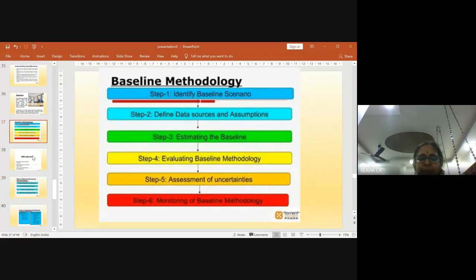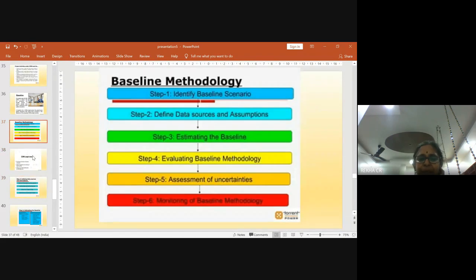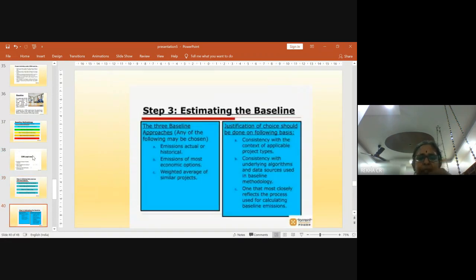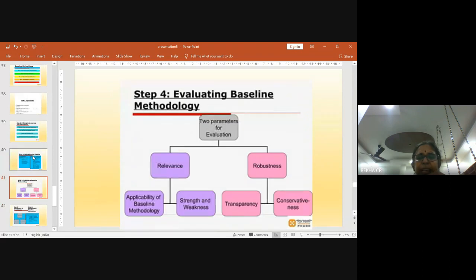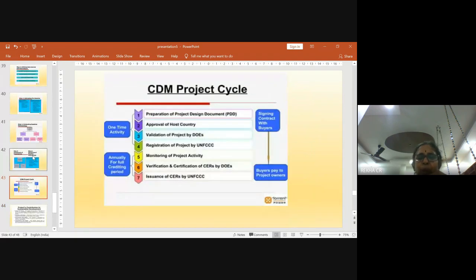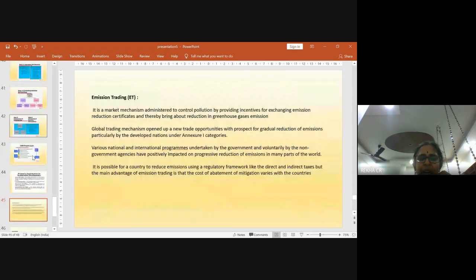Then the project activities, then the baseline methodology, legal issues, and you have different steps in baseline methodology. So first one is to identify the baseline scenario. Secondly, defining the data sources and assumptions, estimating the baseline, evaluating the baseline, assessment of uncertainties, monitoring of baseline methodology. And you have the CDM project cycle, where you have 7 different steps. And the project's contribution to sustainable development is for social well-being, economic well-being, environmental well-being, and technological well-being.